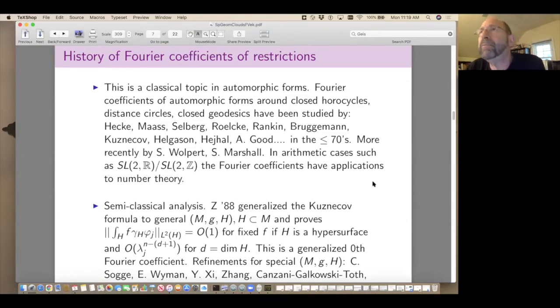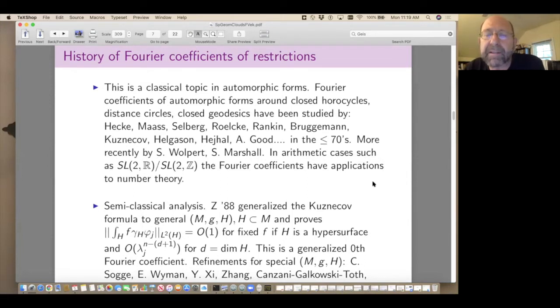And then it was studied by Selberg and Roelcke, Rankin. Then, in some sense, the origin of the analytic study in the generality we're talking about is due to Bruggeman and Kuznecov. And many of the techniques really since that time come out of the works or adaptations or generalizations of what Bruggeman and Kuznecov did. Personally, I've never read the papers of Bruggeman and Kuznecov because both are in languages I don't speak and they're not translated.